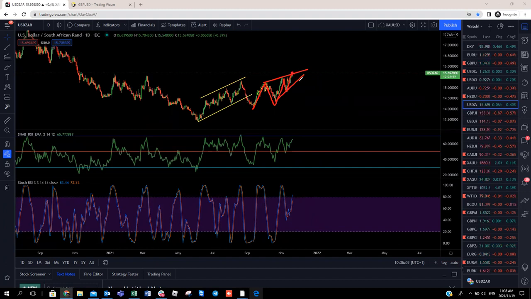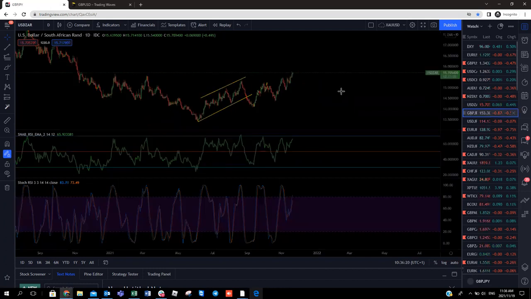Let's check here, because we can have this structure like this. You can have this as a correction, this as a correction, and having had that, and you can have this. All of this making a WXY corrective structure. So far, we just want to see if we're going to have a reversal on that boundary of that flag there on the US dollar ZAR.